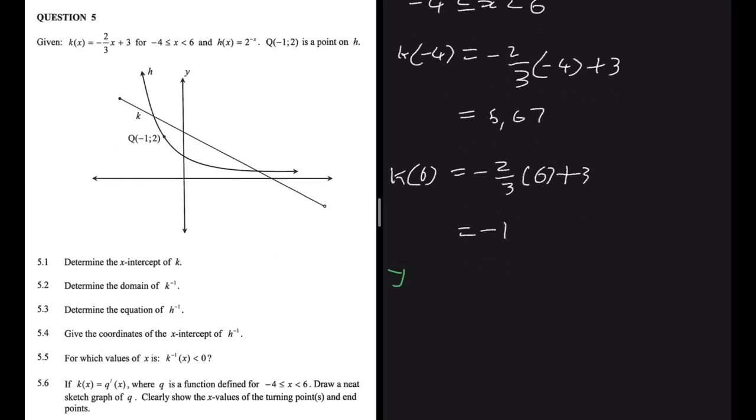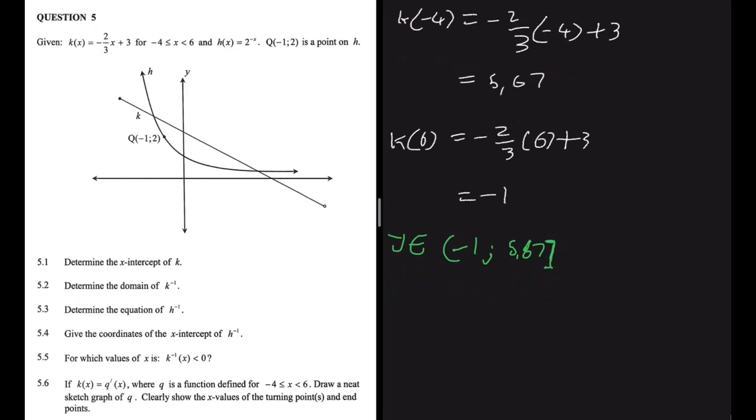We can write the range of k of x in the following way. Let me write it down and then I'll do a bit of explaining. So we have minus 1, then 5.67, right? And then here we have a square bracket.